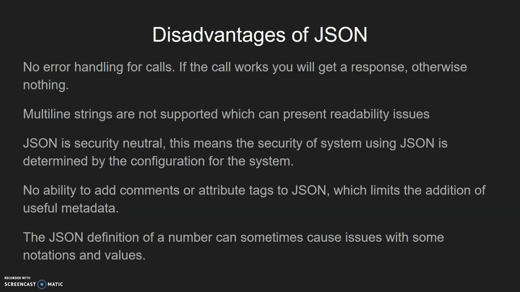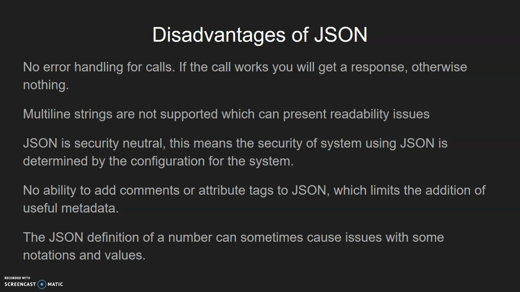This is one that really bugs people: there's no ability to add comments or attributes or any other metadata to JSON information. People can feel that's going to be a real issue in the future because there's no instructions, there's no explanations. It's just very basic data.